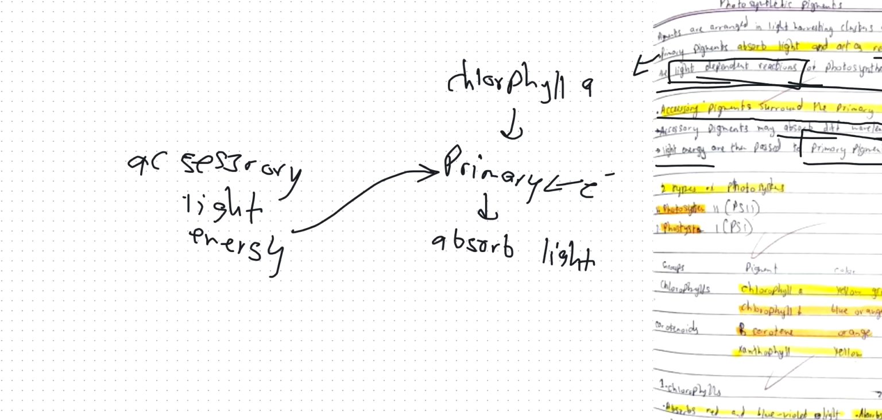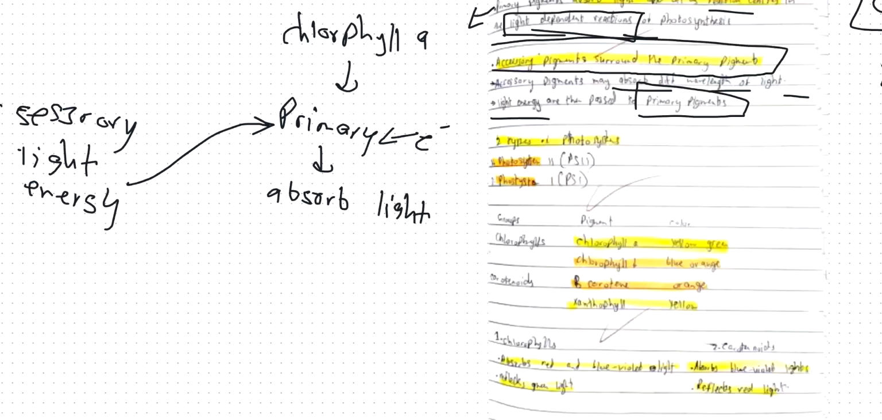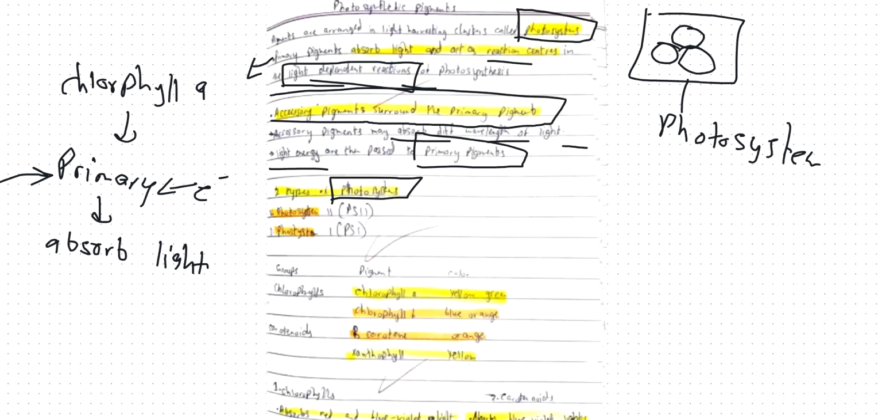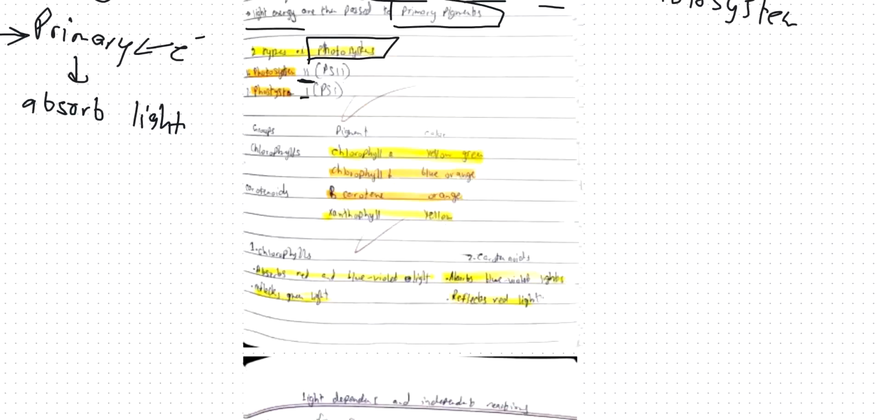All right. And there are two types of photosystems you have to know: photosystem 1 and photosystem 2. And I don't think you have to know this part because this is the wavelengths. It's not written in the syllabus. So ignore this part.